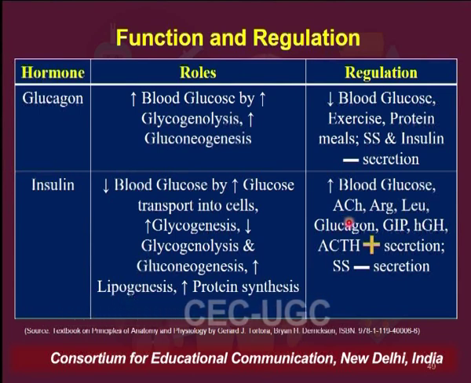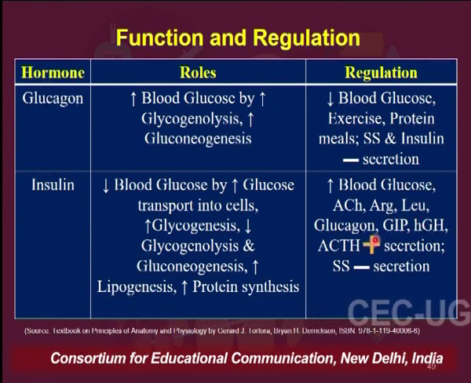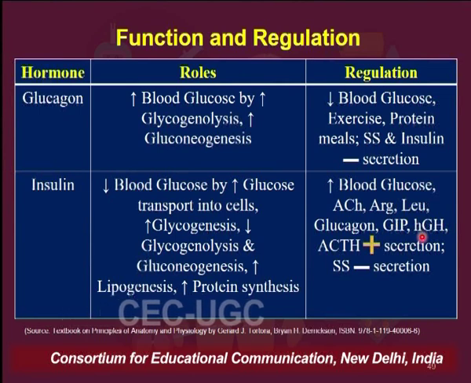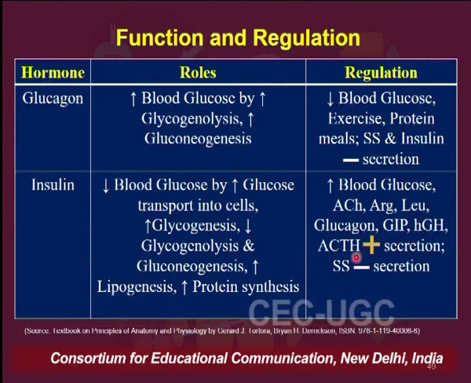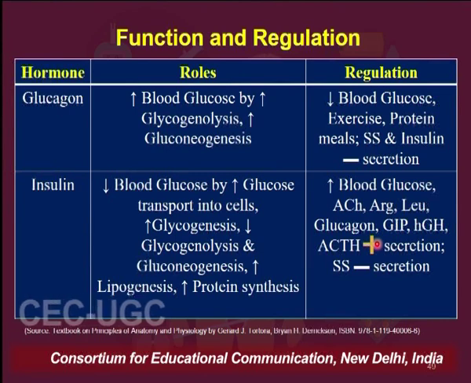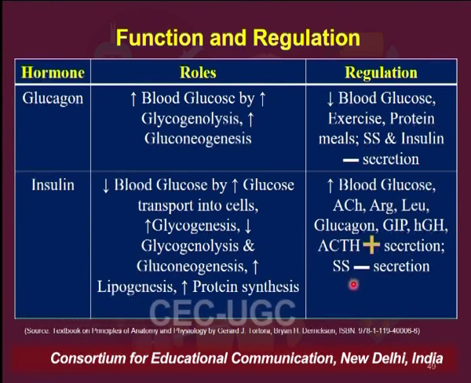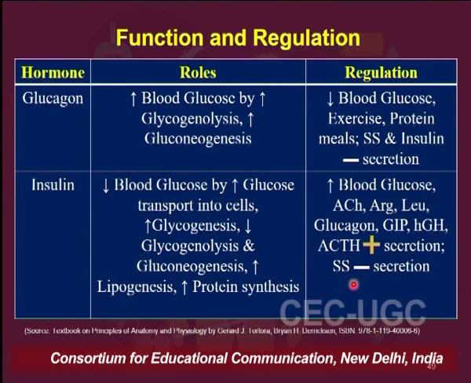Other than increased blood glucose levels, acetylcholine, some amino acids like arginine or leucine, glucagon hormone, gastric inhibitory peptide GIP hormone, HGH, that is the human growth hormone, and ACTH, all of them can stimulate the insulin production. But somatostatin inhibits the secretion of insulin.